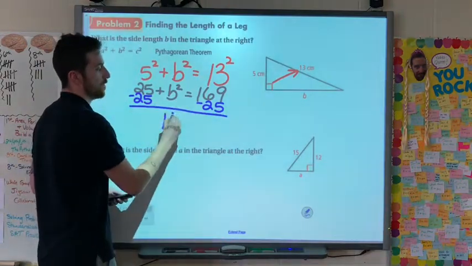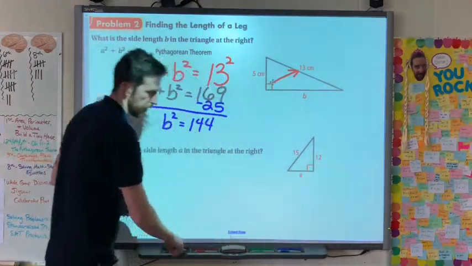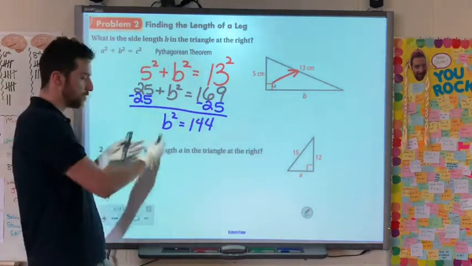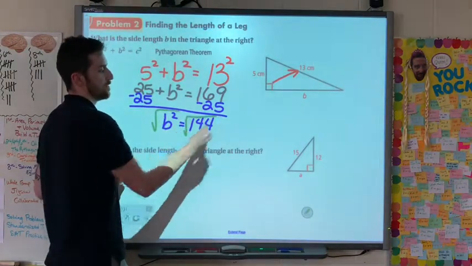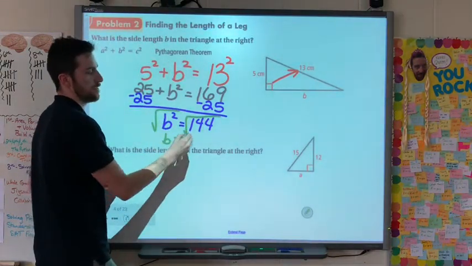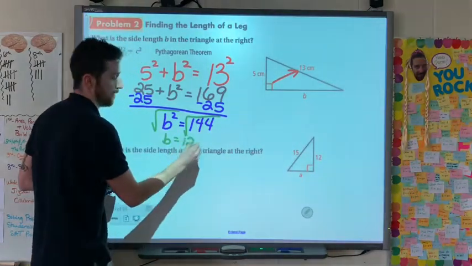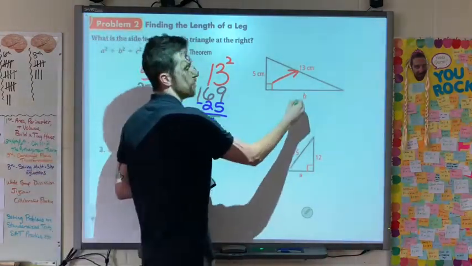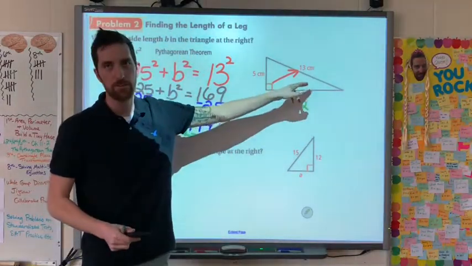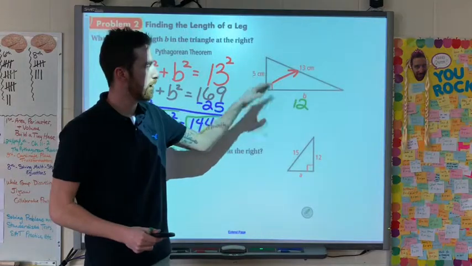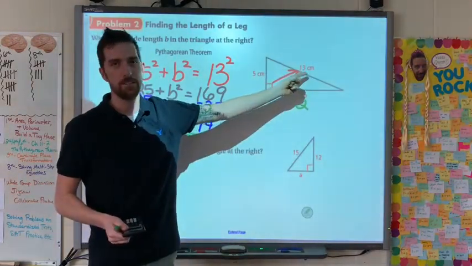So we get b squared equals 144. And then our last step to get rid of the square is to square root. So we square root both sides. The square root of b squared is b. The square root of 144 is 12. That's right. Good job. So this last side is 12. Make sure your answer makes sense. The hypotenuse is always the longest side. So if you have 5, 12, and 13, that makes sense because your longest side is the hypotenuse.